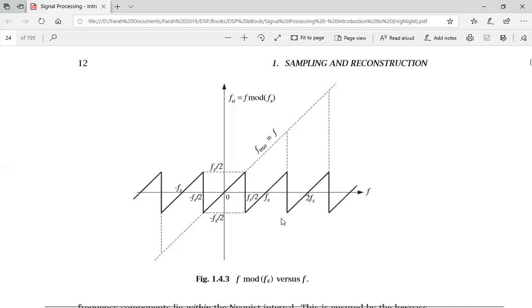This way you can verify this curve, and the conclusion for this curve is what? Whenever your signal frequency lies within the Nyquist interval, plus minus fs by 2, it means the Nyquist criteria has been fulfilled, and only then your reconstructed frequency would be the same as f. But in the cases when your f is beyond this plus minus fs by 2 region, the reconstructed signal would be an aliased one. It would not be the same as f. This is for this figure. Later, we will do some problems over it.